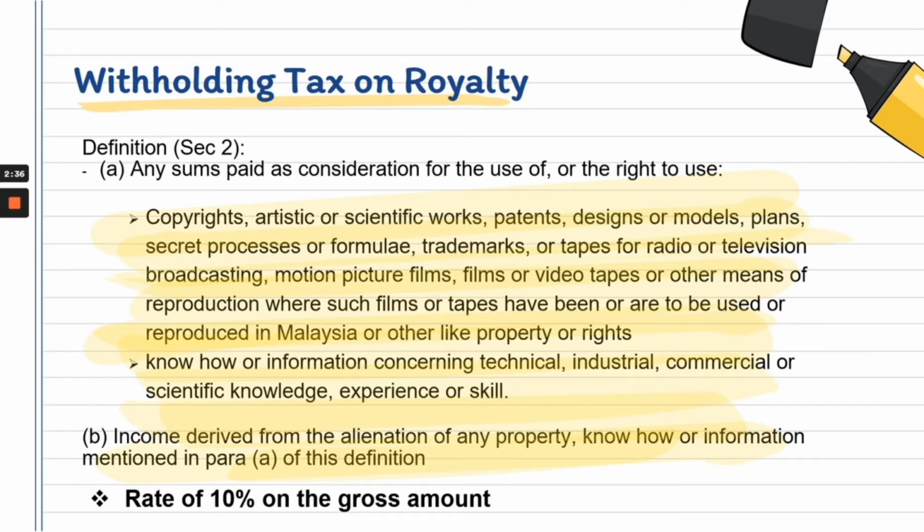Next, withholding tax on royalty. Royalty is defined under Section 2 as any sums paid as consideration for the use of or the right to use copyright, artistic or scientific work, patents and other means of reproduction that are used to reproduce in Malaysia, or the know-how or information concerning technical, industrial experience or skill. Also, income derived from alienation of any property, know-how or information mentioned in this paragraph. And the rate for royalty will be 10% on the gross amount.